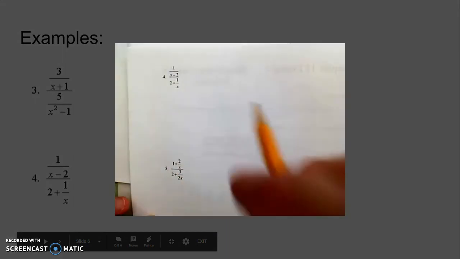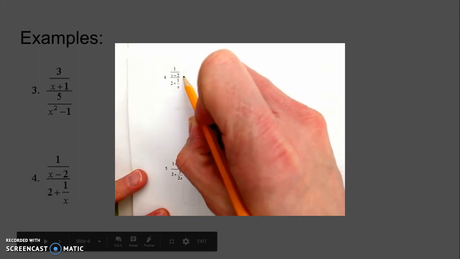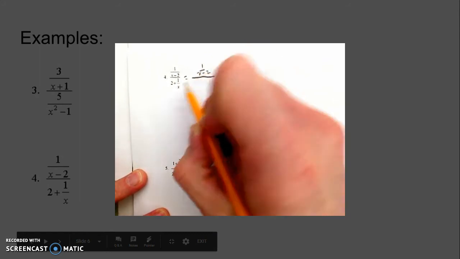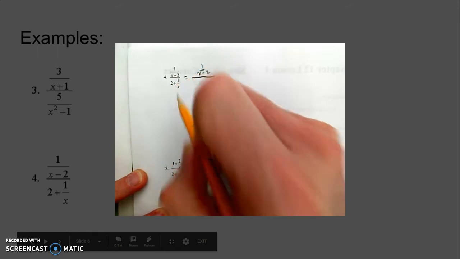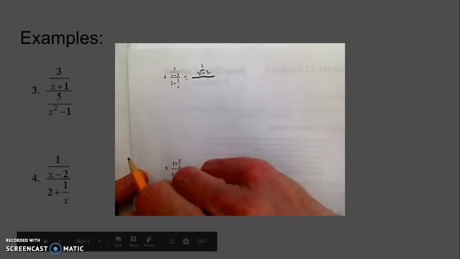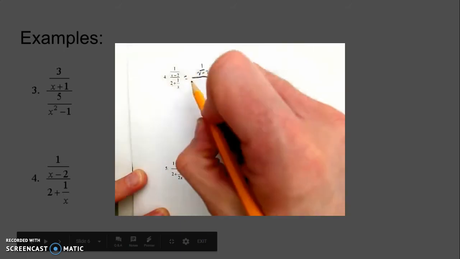Let's take another step up in the level of difficulty. 1 over x minus 2, and then in my denominator, 2 plus 1 over x. I need to rewrite this first expression, 2, as an expression that has a denominator of x.